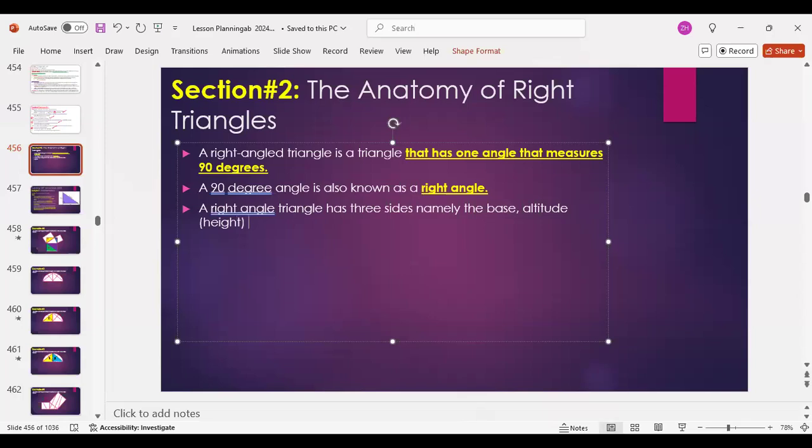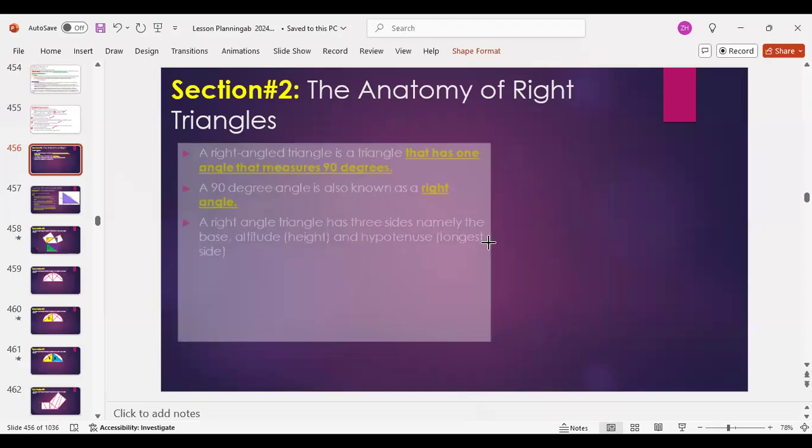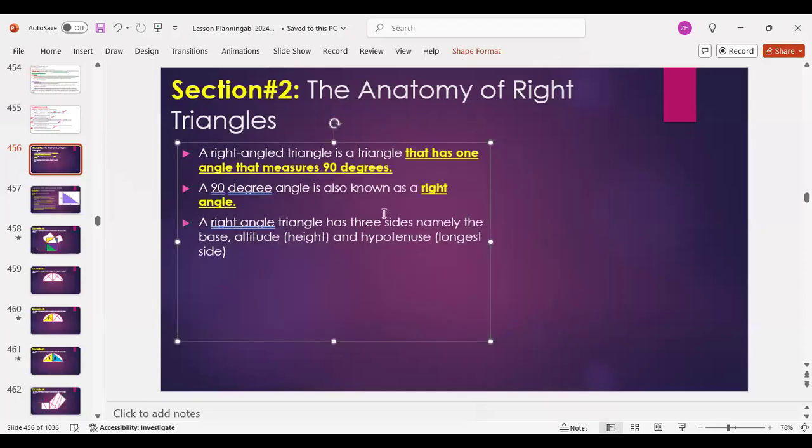And also the hypotenuse. And the hypotenuse is the longest side. So what is the longest side of a right angle triangle? The hypotenuse. So we have the base, the altitude or the height, and the hypotenuse. Those are the 3 sides of the right angle triangle.